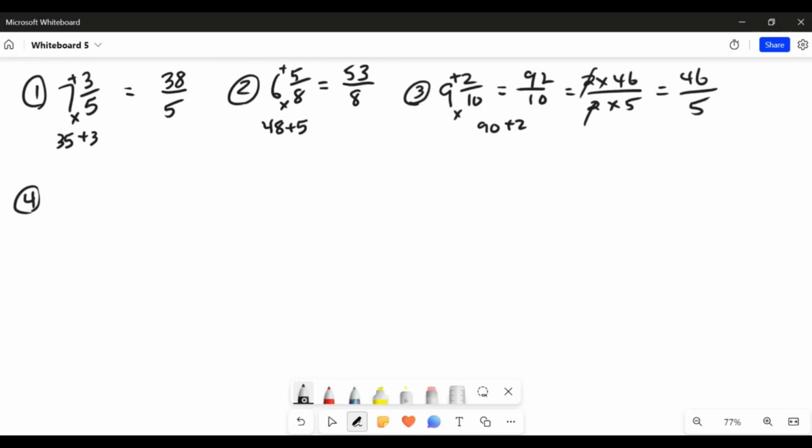46/5. All right, I'm going to do one more, 2 2/4. So we take 4 times 2, which is 8, and add the 2, which gives us 10/4. 10/4 is not simplified because 2 will go into the top and bottom. 10 is 2 times 5. 4 is 2 times 2. And we get 5 halves.